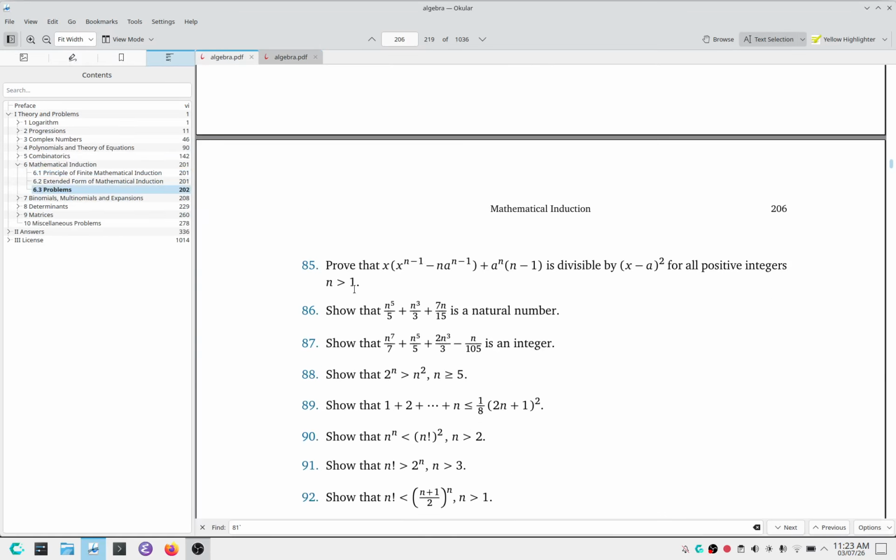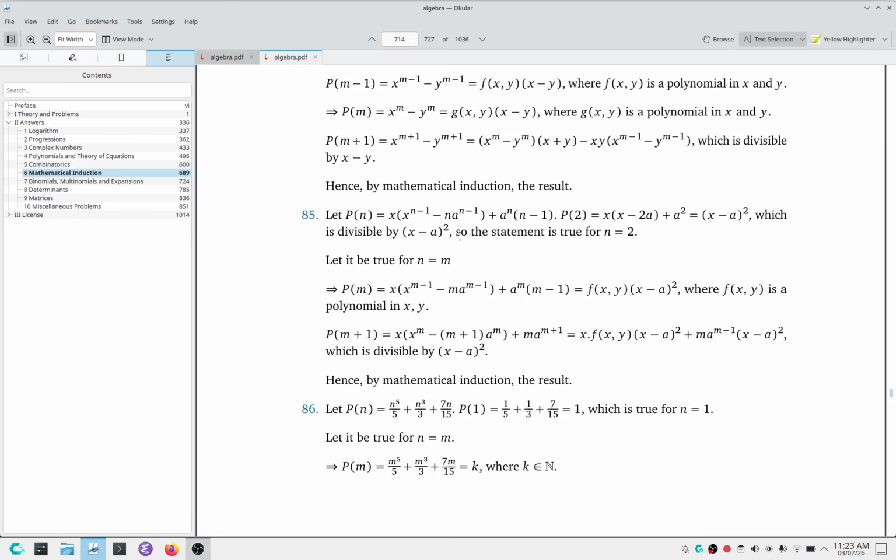Question 85 says prove that x times x to the power n minus 1 minus n a raised to the power n minus 1 plus a raised to the power n times n minus 1 is divisible by x minus a whole square for all positive integers n greater than 1. So we put n is equal to 2, we get p of 2 is equal to x times x minus 2a plus a square, which is x minus a whole square, which is divisible by x minus a whole square. So the statement is true for n is equal to 2.